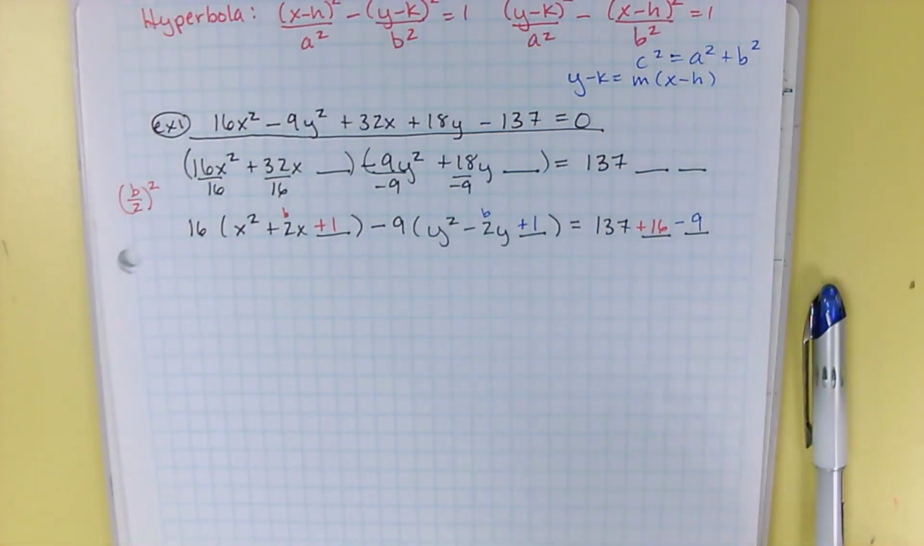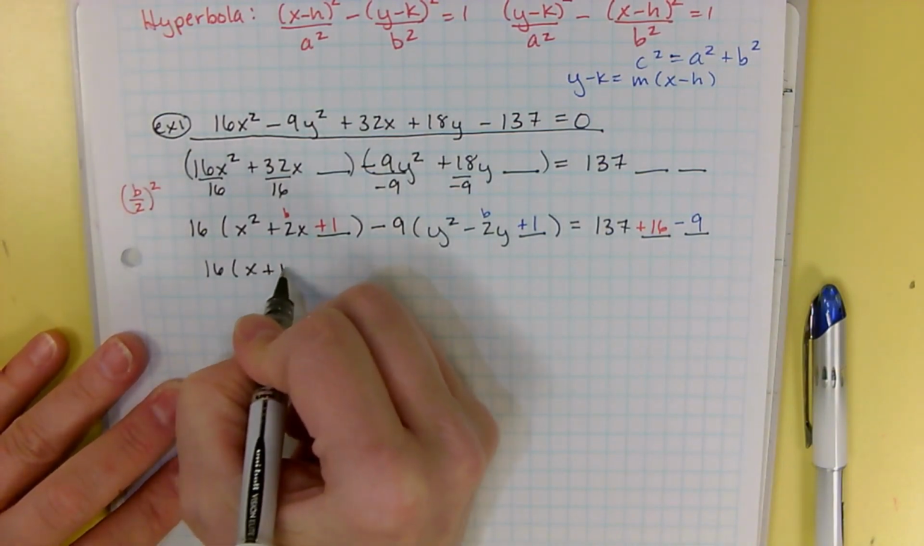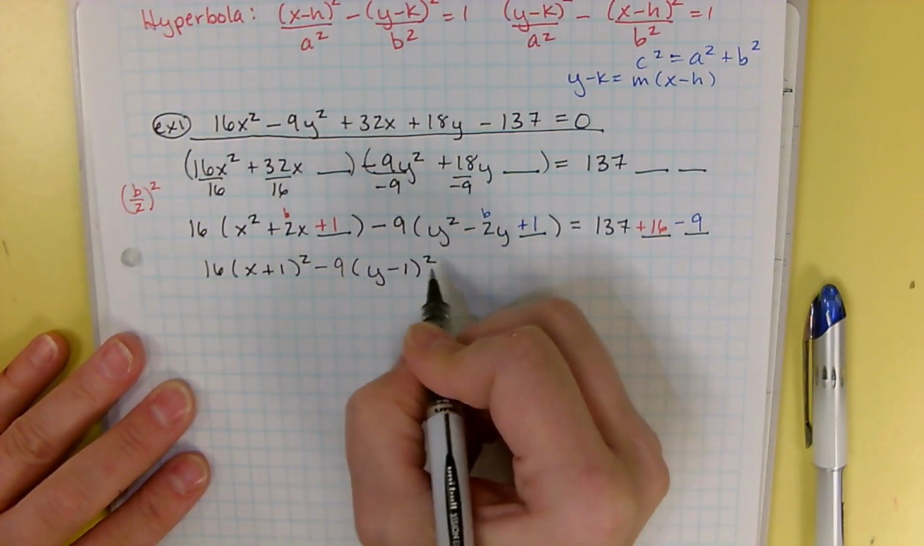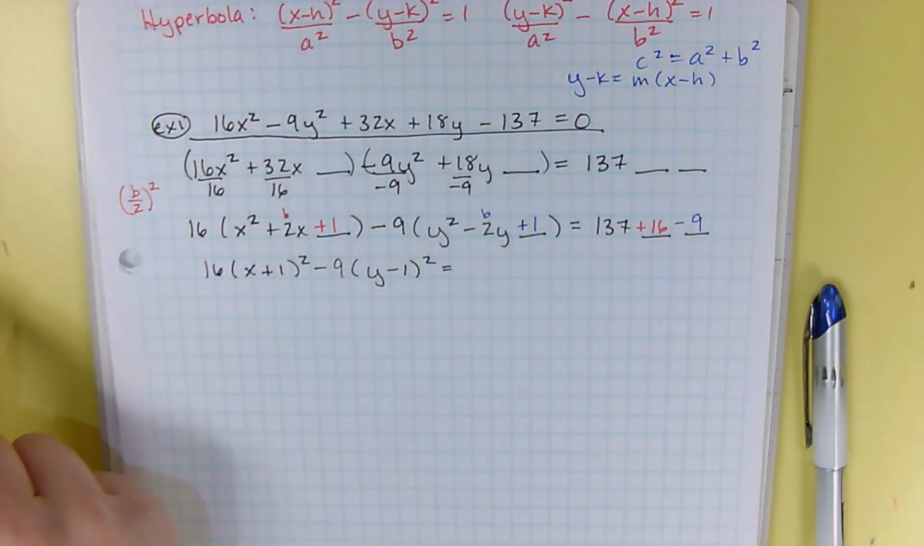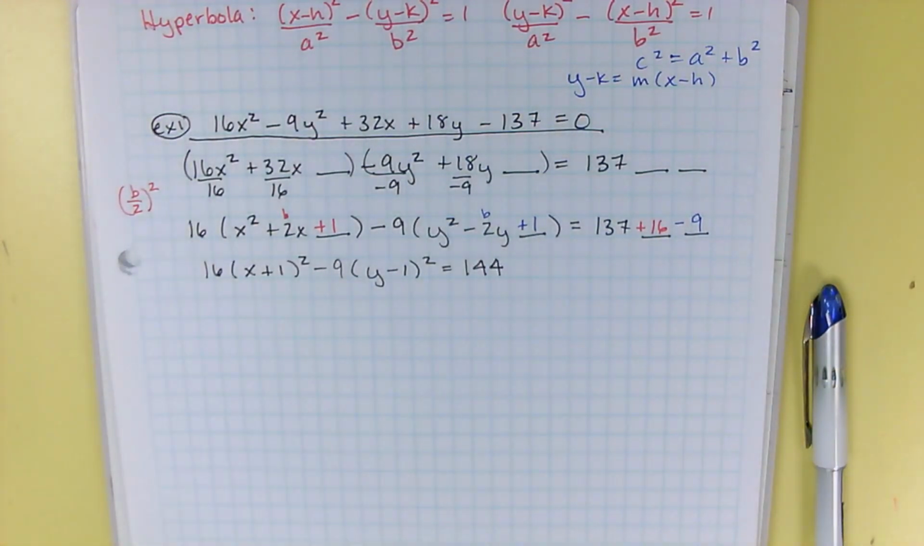Okay, if you did this right, you should be able to factor these into a perfect square. This would be (x plus 1) squared, and then (y minus 1) squared equals 137 plus 16 minus 9, which is, oh, we love that number, 144.